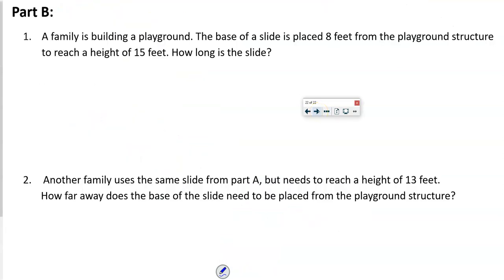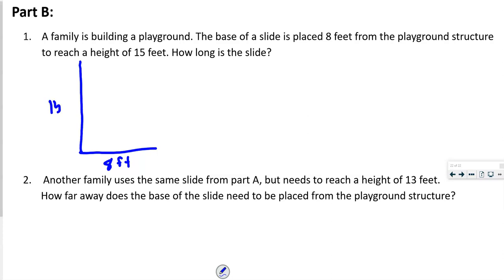All right. Last two. A family is building a playground. The base of the slide is placed 8 feet from the playground structure. So we got 8 feet down here. To reach a height of 15 feet, there's our height. How long does the slide need to be? And obviously a slide we normally lean, right? So, yep, that black would be what we're looking for. So this is just a squared plus b squared equals c squared again, where this is a, this is b, and this is c, okay?